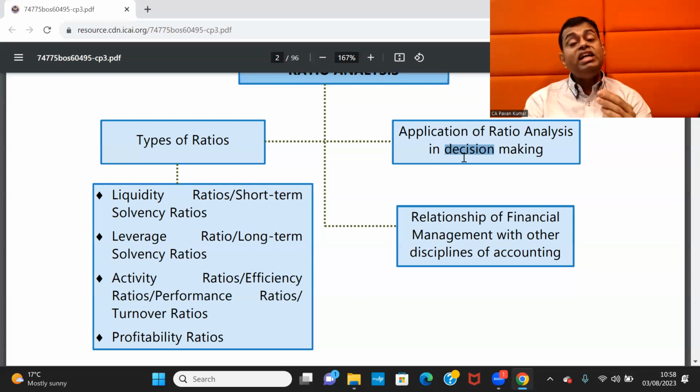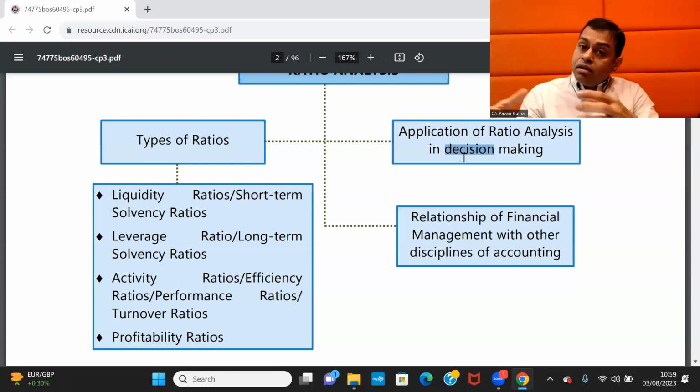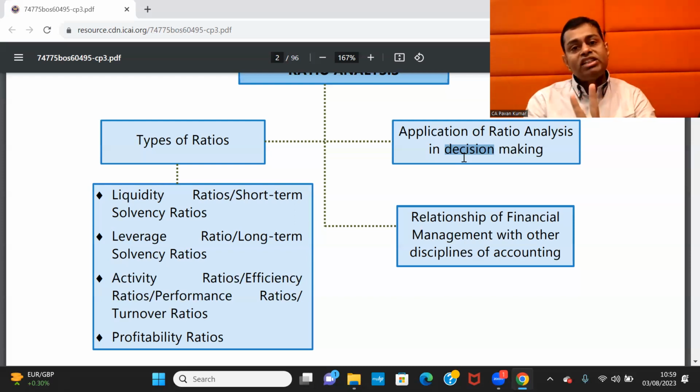Third type of decision is dividend decision. So I mobilized money step 1. I invested money step 2.